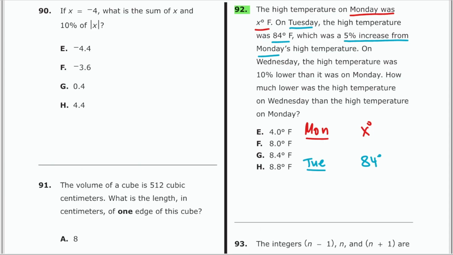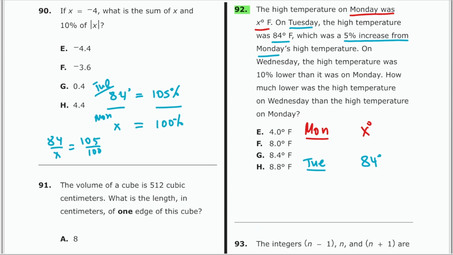Since 84 degrees is a 5% increase from Monday, that is 105%. This is Tuesday. Now the Monday temperature is going to be X, and that is equal to 100%. So that is the proportion we need to solve. Essentially we get 84 over X is equal to 105 over 100. If you simplify the 105 and 100 by 5, you're going to get 84 over X is equal to 21 over 20.